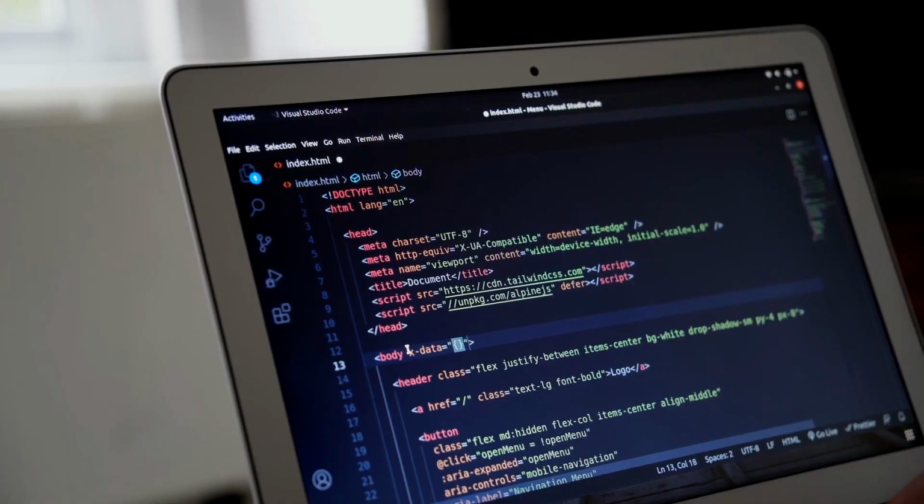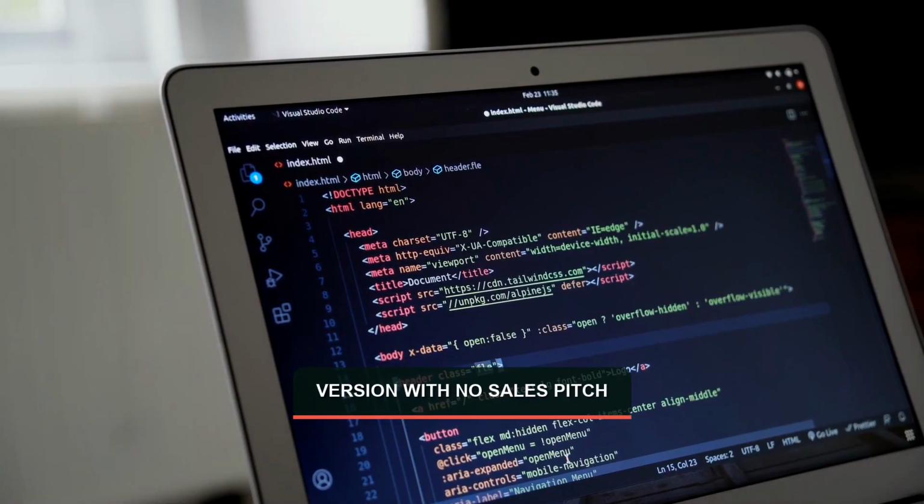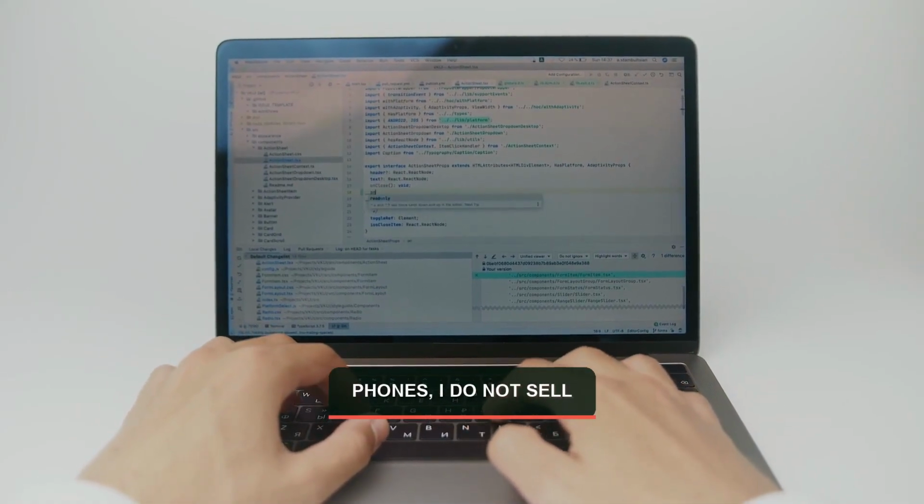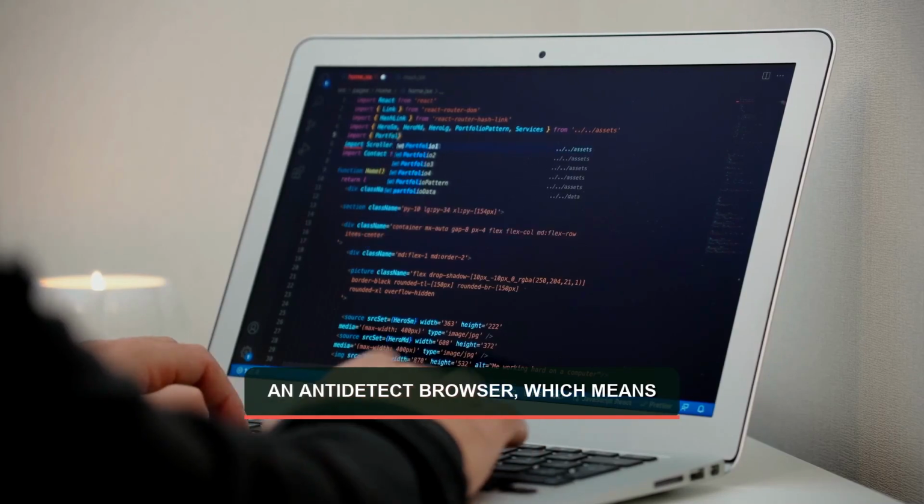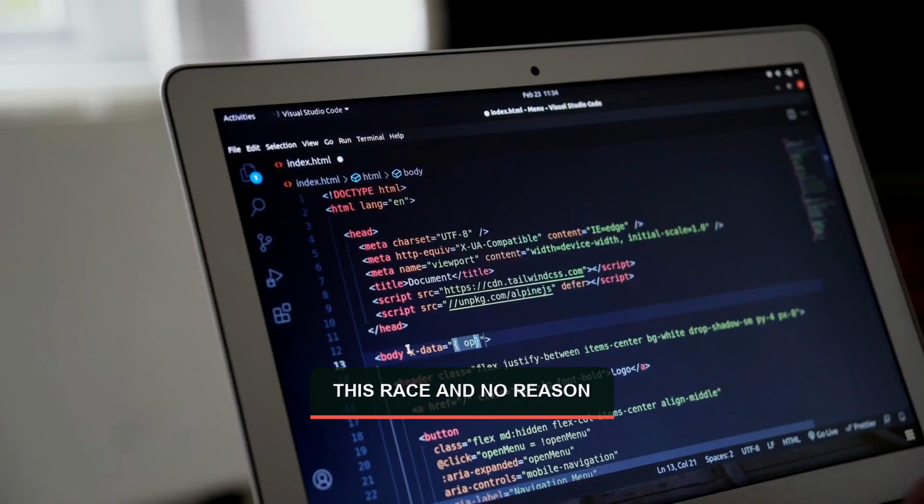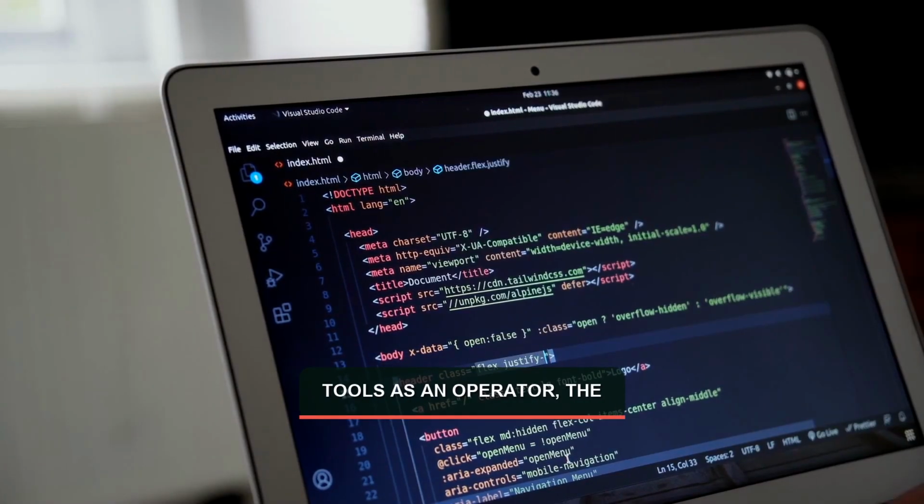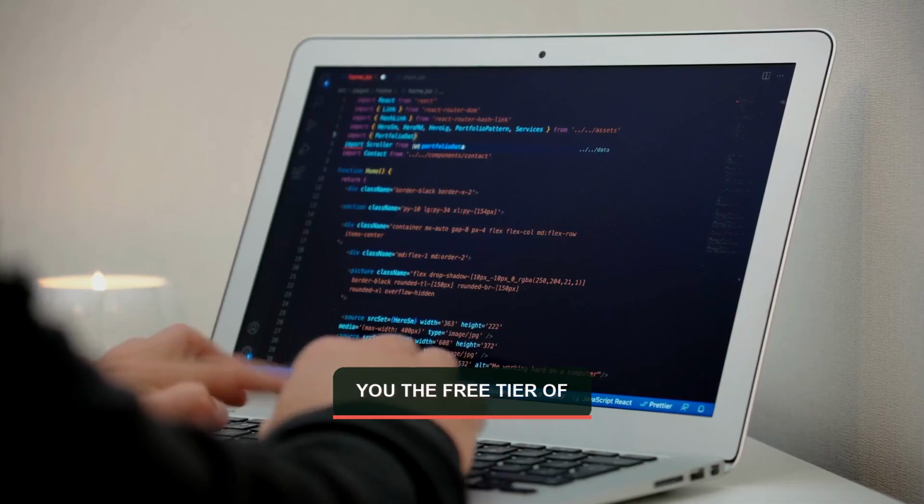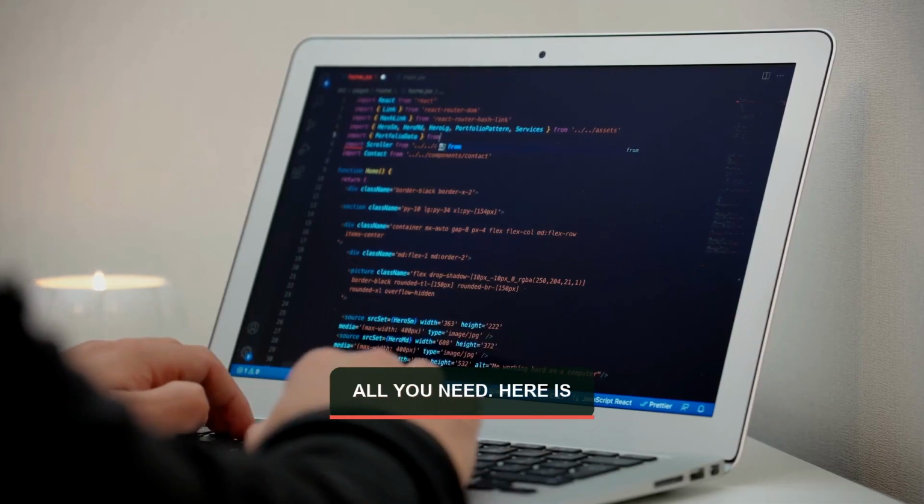This is not my product, so you are getting the version with no sales pitch attached. Let me set expectations up front so this is useful. I run proxies and cloud phones. I do not sell an Antidetect browser, which means I have no horse in this race and no reason to push you toward the expensive one. I use these tools as an operator the same way you would. So this is a straight buyer guide, and I will be honest that for some of you, the free tier of one of these is genuinely all you need.